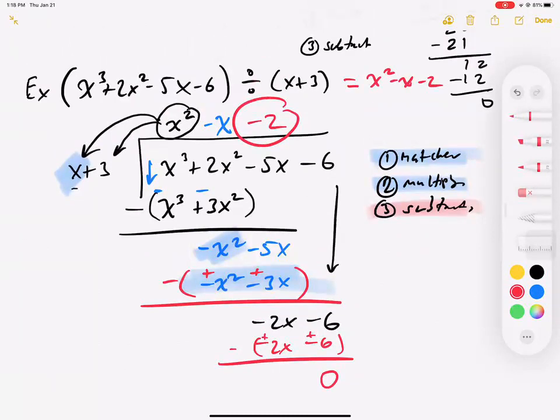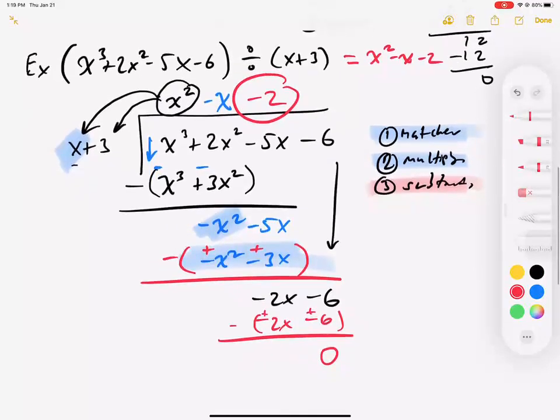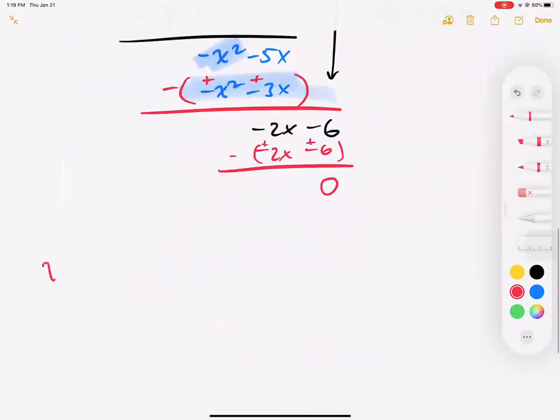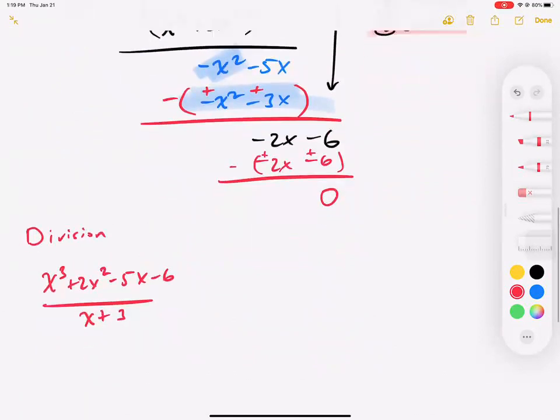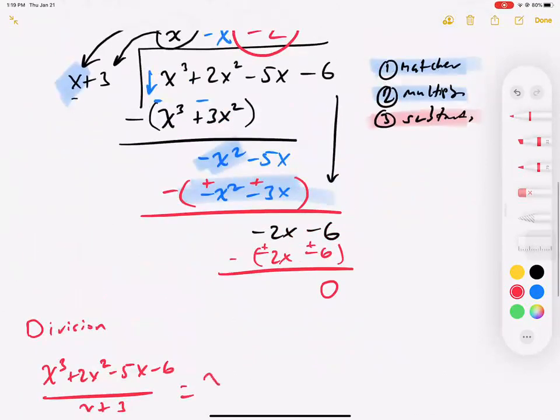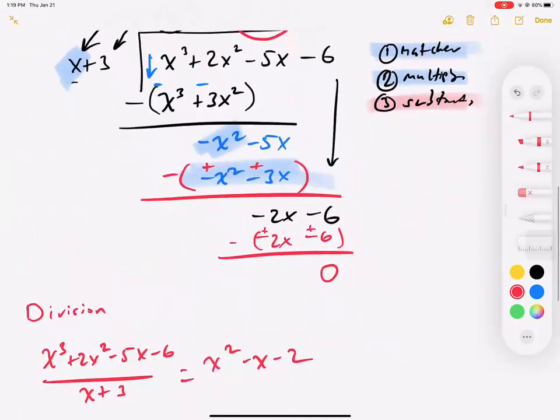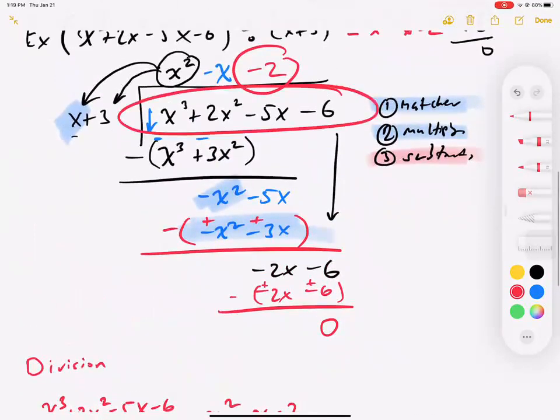Now you have to be very careful because depending on what problem you're solving for, they might ask you different questions. So let me go ahead and show you the differences in the two. If I ask you, what's the problem? X cubed plus 2x squared minus 5x minus 6 divided by x plus 3. So this is straight division. The answer is x squared minus x minus 2, and that's what we solved for. We said, if I divide x cubed by x, we end up with x squared.